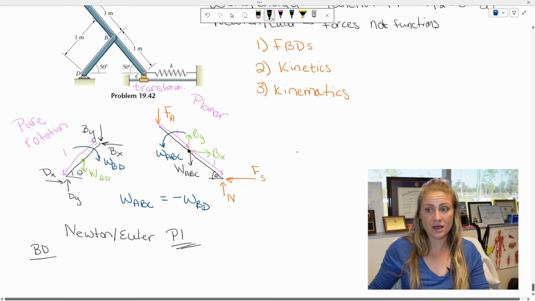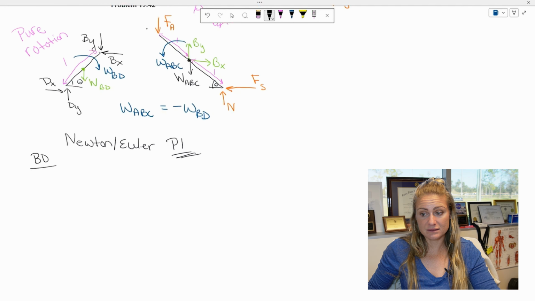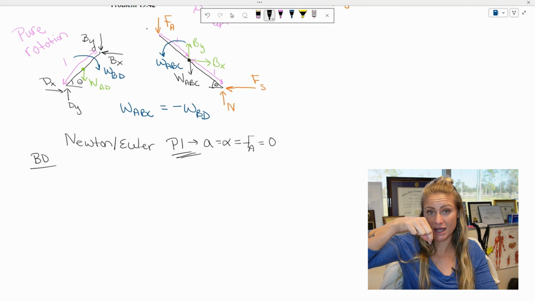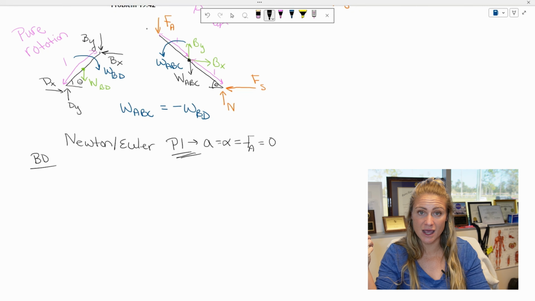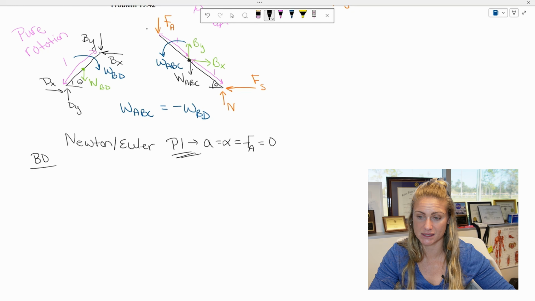And that is because in the problem it tells us in position 1 it's equilibrium. That means that a and alpha are 0 at position 1. And there's something else too. So we have a, which equals alpha, which also equals FA equals 0, because at the first position, you haven't applied that downward 100 newton force yet. So if you decide to use all of the Newton-Euler equations at position 1, all of your equations become much simpler. I would suggest analyzing it at this position.